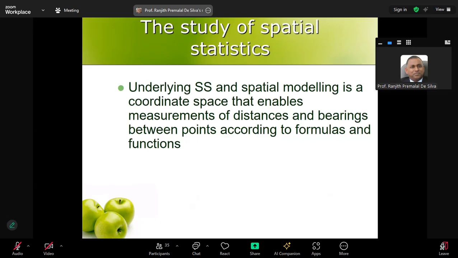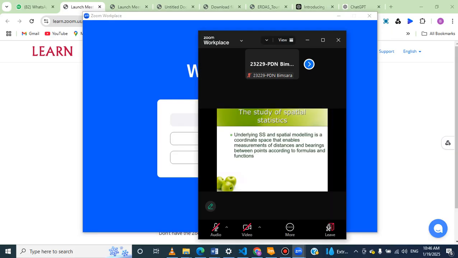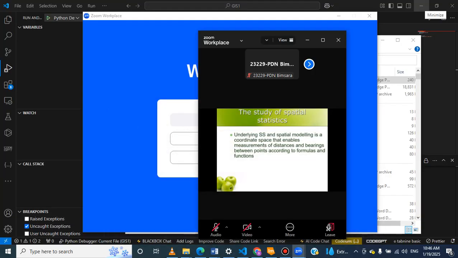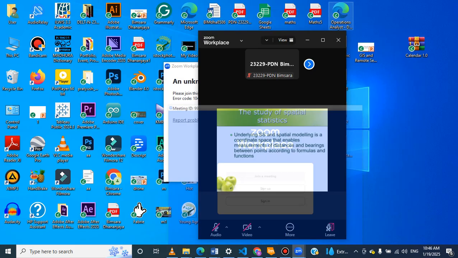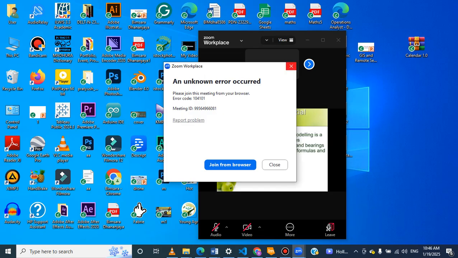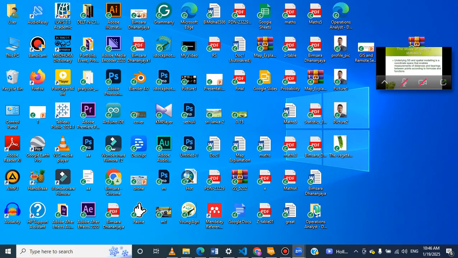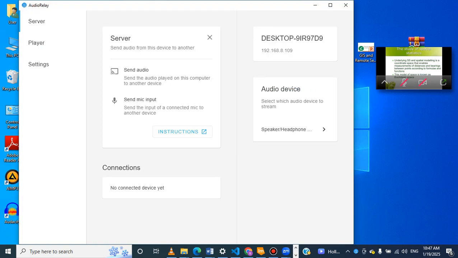Underlying spatial statistics and spatial modeling is a coordinate space that enables measurements of distances and bearings between points according to formulas and functions. So we get the directions, we get the distances, and then try to calculate and estimate values based on the spatial correlations. So this is what we don't cover under normal statistics. The modeling of a coordinate space is known as Euclidean space.